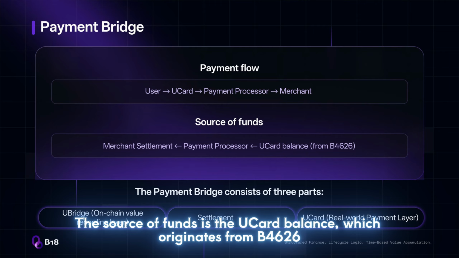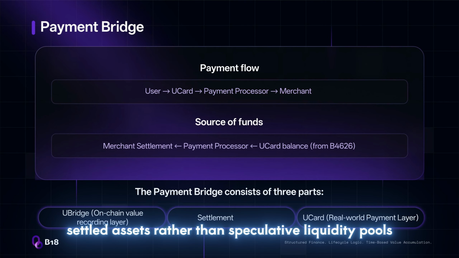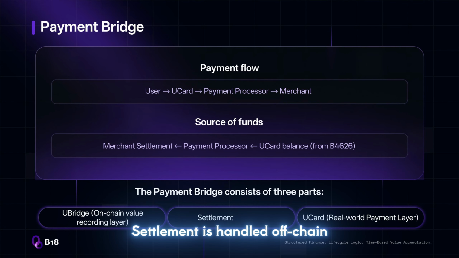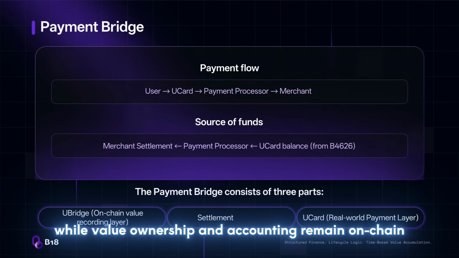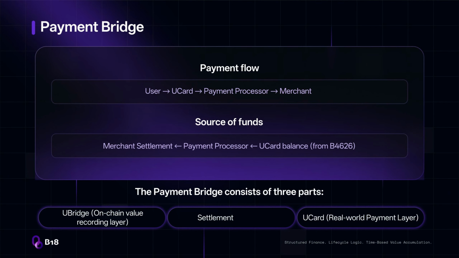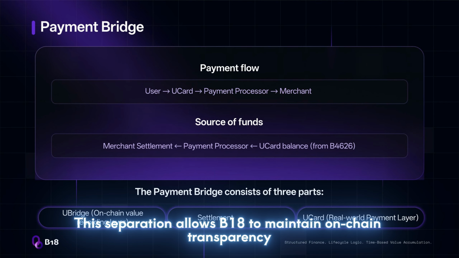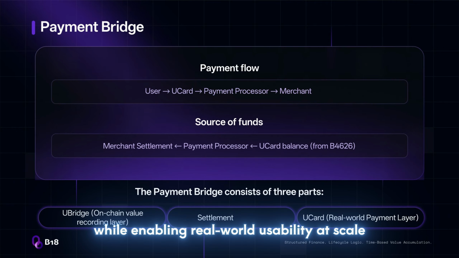The source of funds is the uCard balance, which originates from B4626 settled assets rather than speculative liquidity pools. Settlement is handled off-chain for speed and compliance, while value ownership and accounting remain on-chain. This separation allows B18 to maintain on-chain transparency while enabling real-world usability at scale.